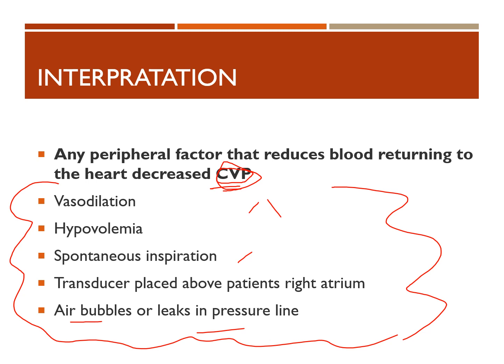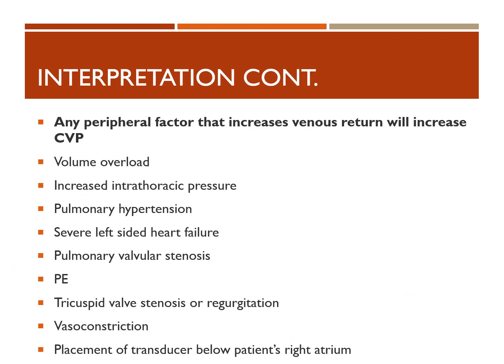So if you see something like that happen, one of your first things might be, hey, is it lined up with their heart before we start pushing fluids or doing anything like that, right? So if the transducer is high, that would cause their CVP to go down, or if there's air bubbles or leaks in the pressure line, that can easily do it as well. So these are a list of things that will cause it to increase. If we give the patient too much volume, if we have too much thoracic pressure, say too high PEEP, right? That can easily happen.